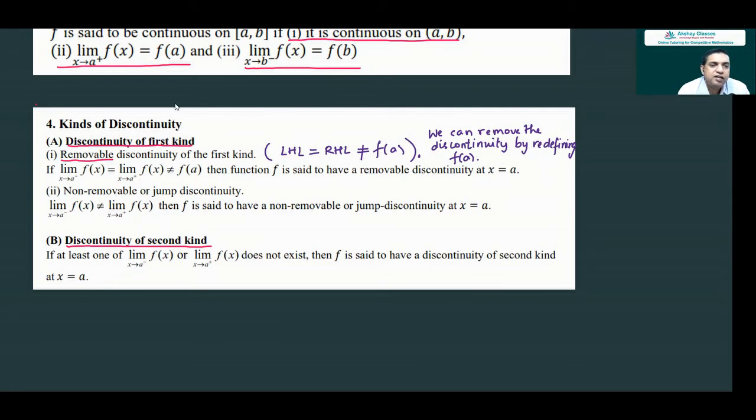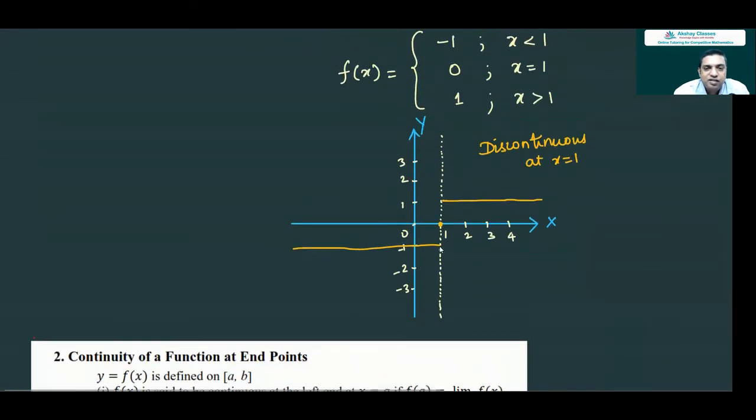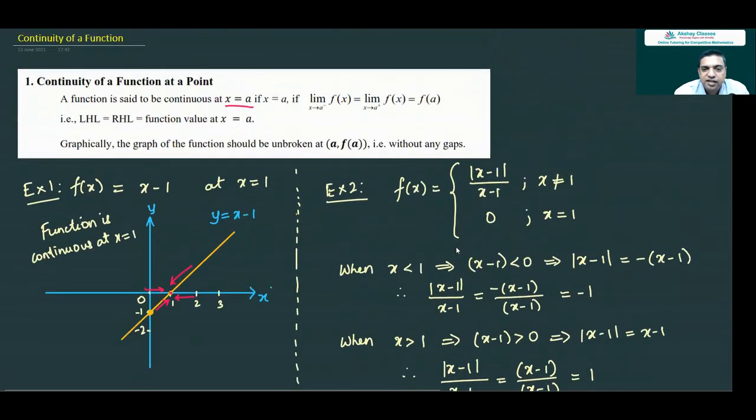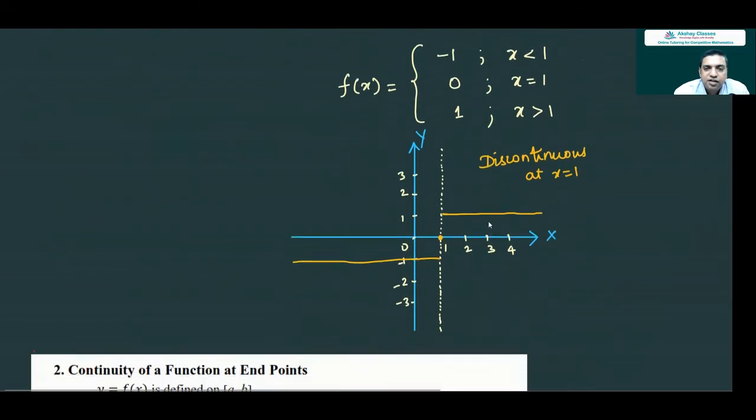Now, non-removable discontinuity means the limit does not exist: the left-hand limit is not equal to the right-hand limit. You can redefine the function however you like, but we cannot remove the discontinuity. So this is called non-removable or jump discontinuity. The example we discussed earlier, the second example, f(x) = |x - 1|/(x - 1) for x not equal to 1 and equal to 0 for x equal to 1.